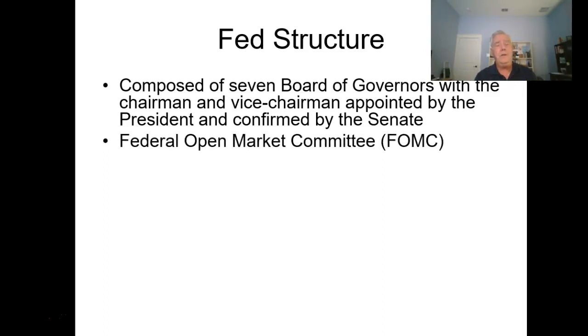The biggest piece of the Federal Reserve is the Federal Open Market Committee, often referred to as the FOMC. The Federal Open Market Committee meets, I believe, about 8 times a year. And what they do is they set policy for the Federal Reserve for the coming quarter. So decisions that are made by the Federal Reserve come out of the Federal Open Market Committee. They are the ones that make the decisions.